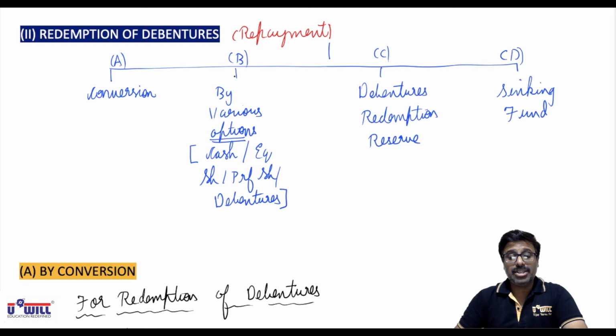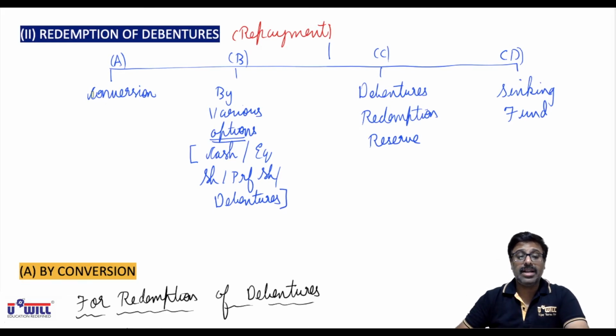In the last lecture we started with the topic of redemption of debentures and we already covered the conversion of debentures into equity shares entry. Now today we will be taking up the second part, that is how to redeem the debentures by various options, like you may give them cash, equity shares, preference shares or debentures.